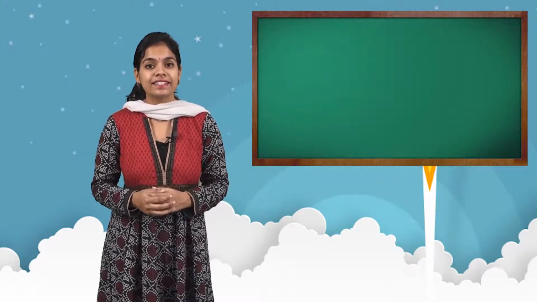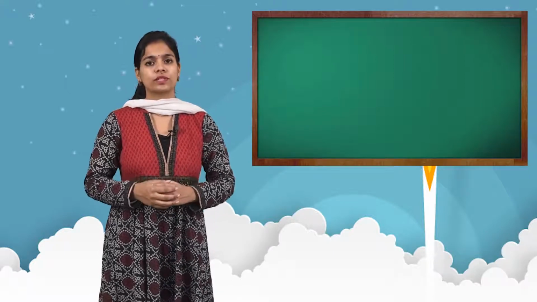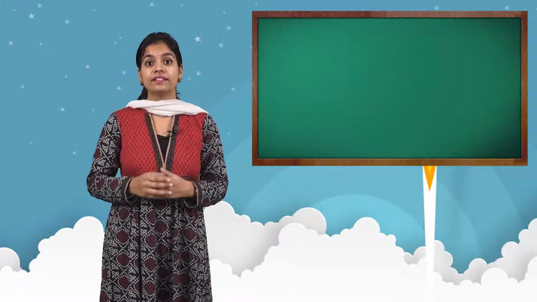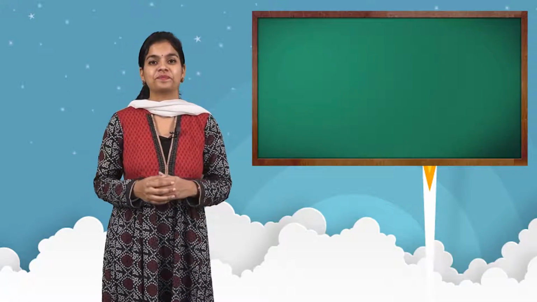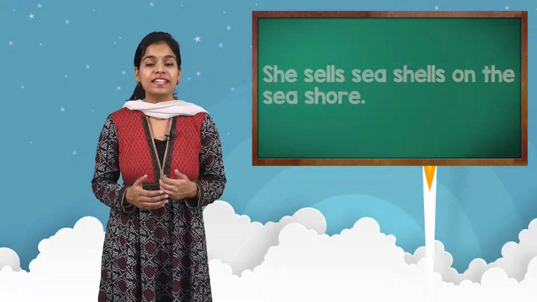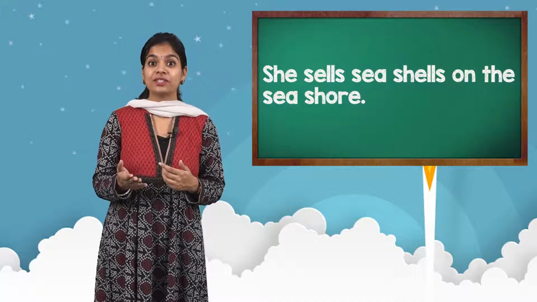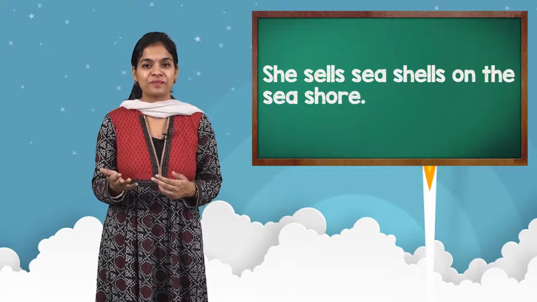Children, let's say a tongue twister together now. Do you know what a tongue twister is? Okay, I will say a sentence now and you have to repeat it with me. She sells seashells on the seashore.